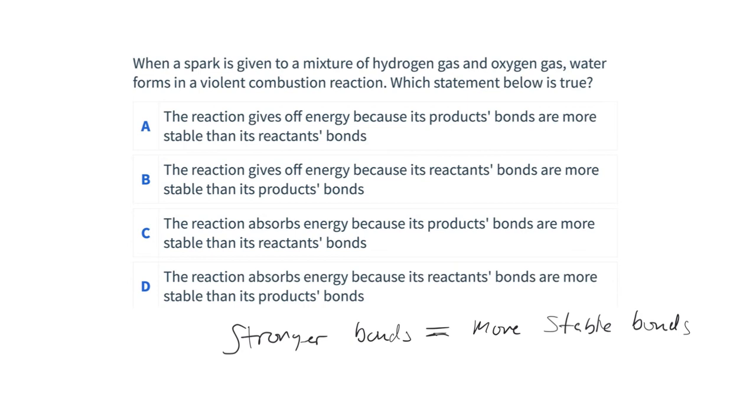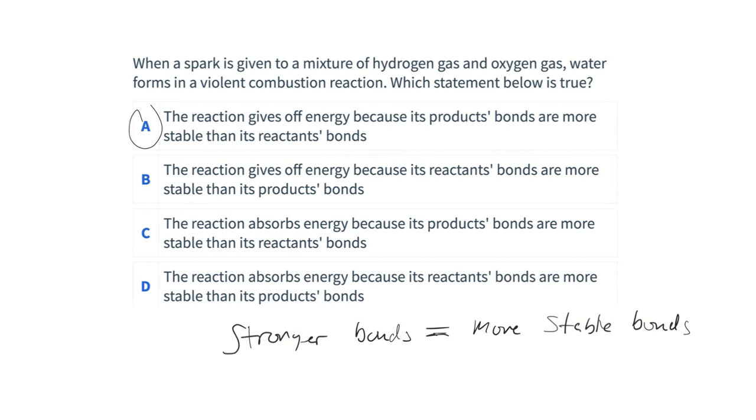Okay. Do we all agree that the answer is A, or mostly agree that A sounds pretty good here? That the reaction is giving energy off. So the reaction definitely gives off energy. It doesn't absorb energy. We're giving off a lot of energy in this violent combustion reaction, and it's because the products' bonds are more stable or stronger. So more stable is just another way of saying stronger. So a more stable bond would be a stronger bond. So the products' bonds have to be stronger in order to give energy off.